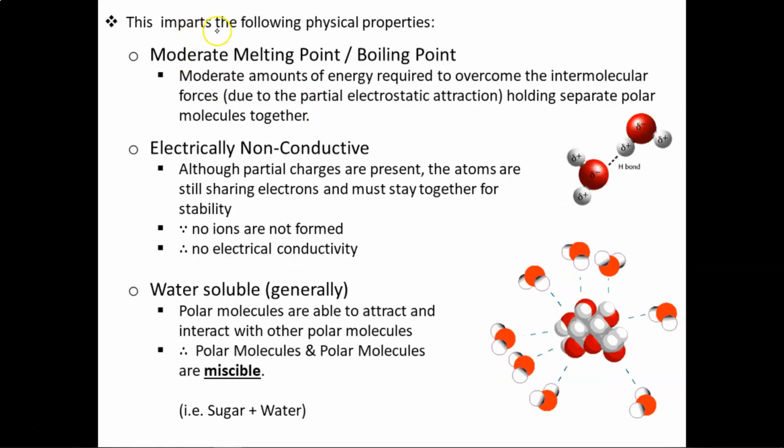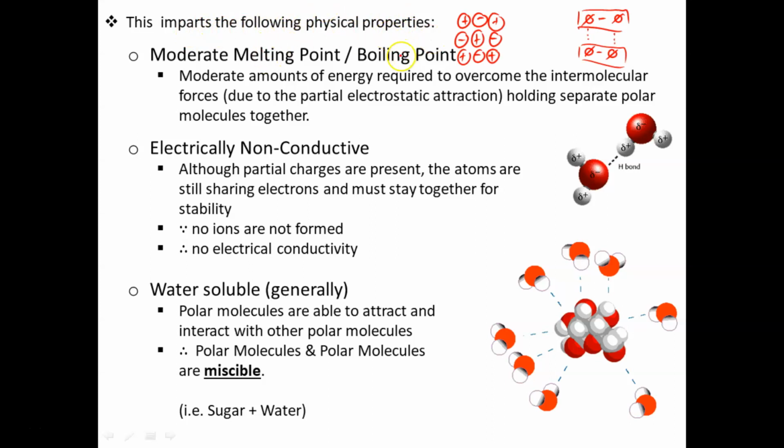Due to these partial charges, we're going to have the following physical properties. In terms of melting point and boiling point, it won't be as high as an ionic compound because they have definitely positive, definitely negative charges that hold them together tightly. And it won't be as low as nonpolar covalent compounds because they're neutral-neutral, so it's very easy to disrupt the intermolecular force. But the partial positive and partial negative will allow it to have something in the middle, a moderate melting point and boiling point.